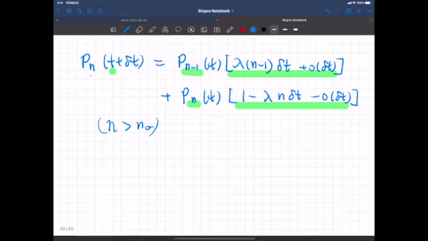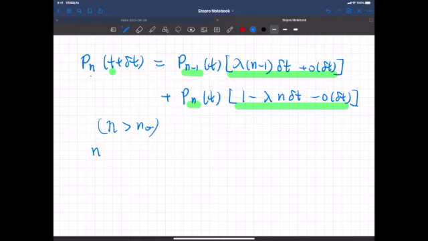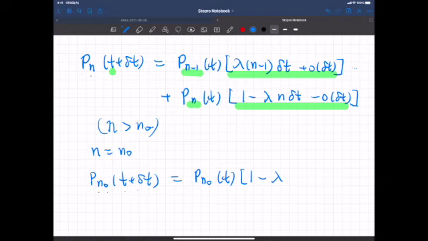And when n is equal to n0, then this should be like this. Since there are n0 cells in the beginning, at time t plus delta t, if there are still n0 cells, that means there was no cell division. So we can ignore the first term in the equation, and we consider only the case where there was no cell division.